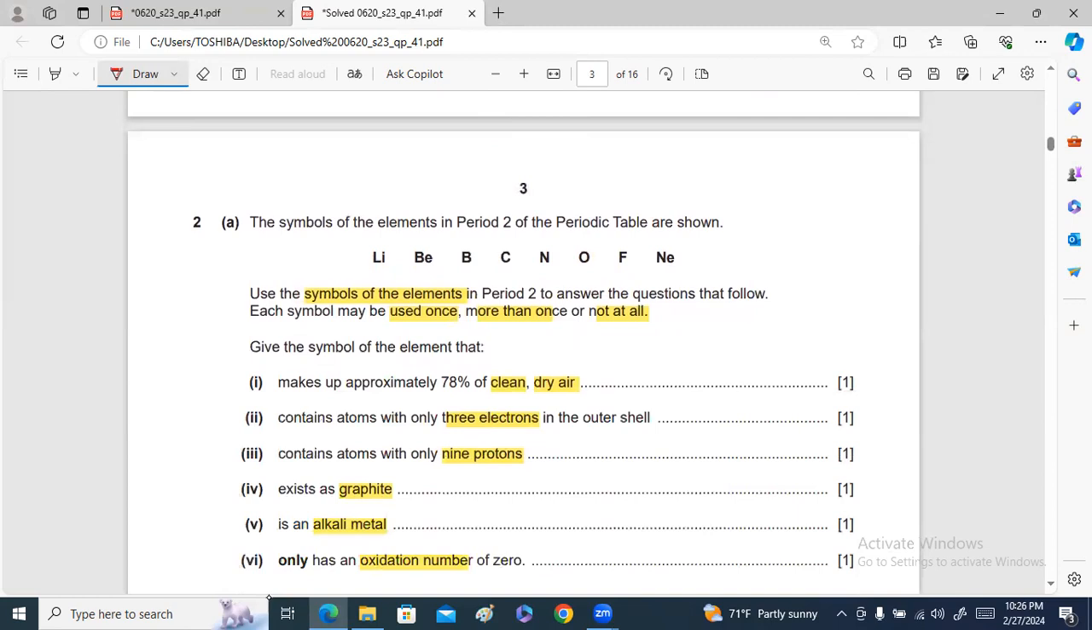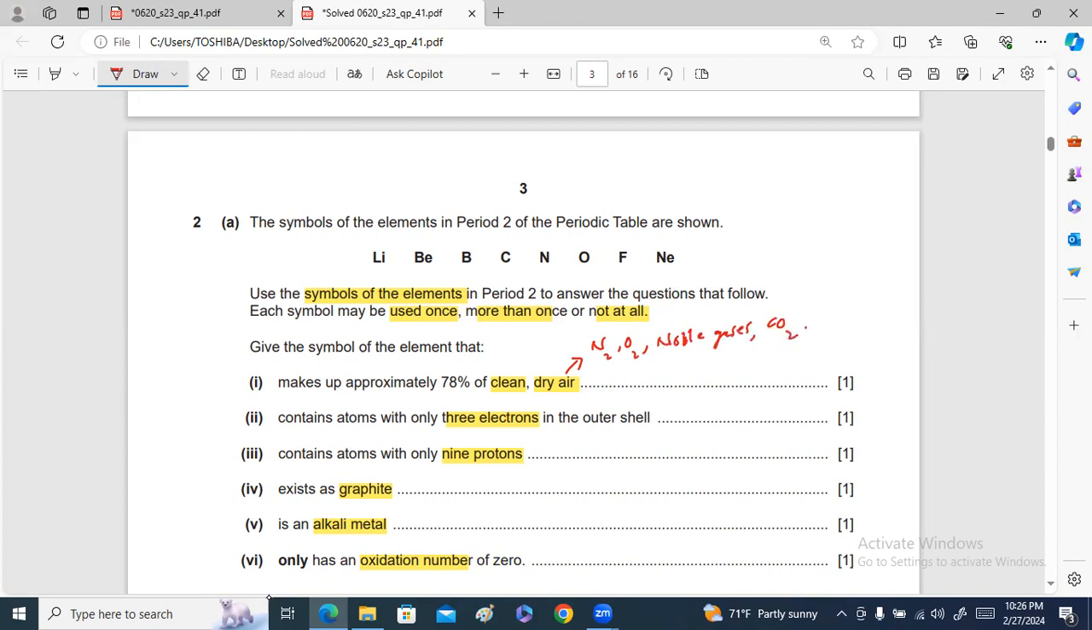The symbols of the elements in period 2 of the periodic table are shown. These are the elements of period 2. Use the symbols for the elements in period 2 to answer the questions that follow. Each symbol may be used once, more than once, or not at all. Makes up approximately 78% of clean dry air. Clean dry air is a mixture of nitrogen, oxygen, and noble gases.